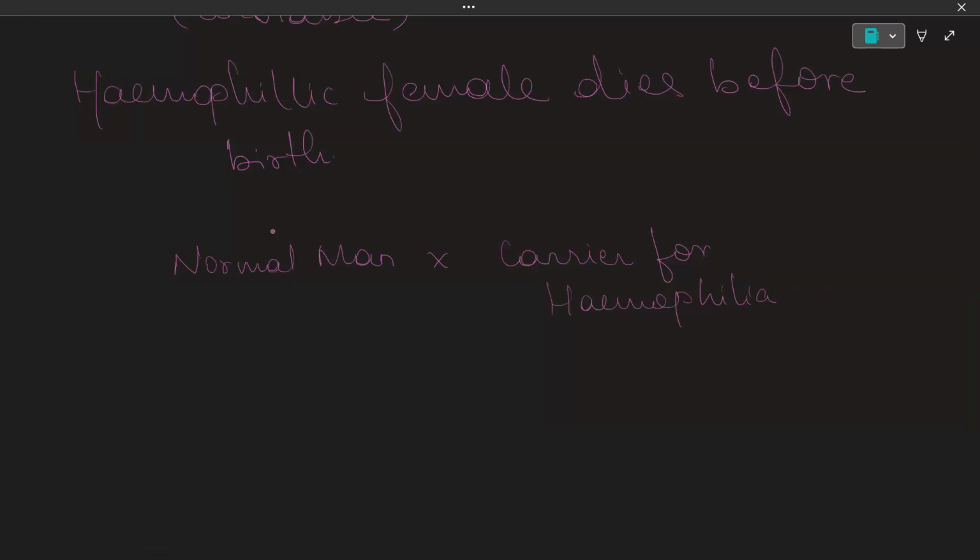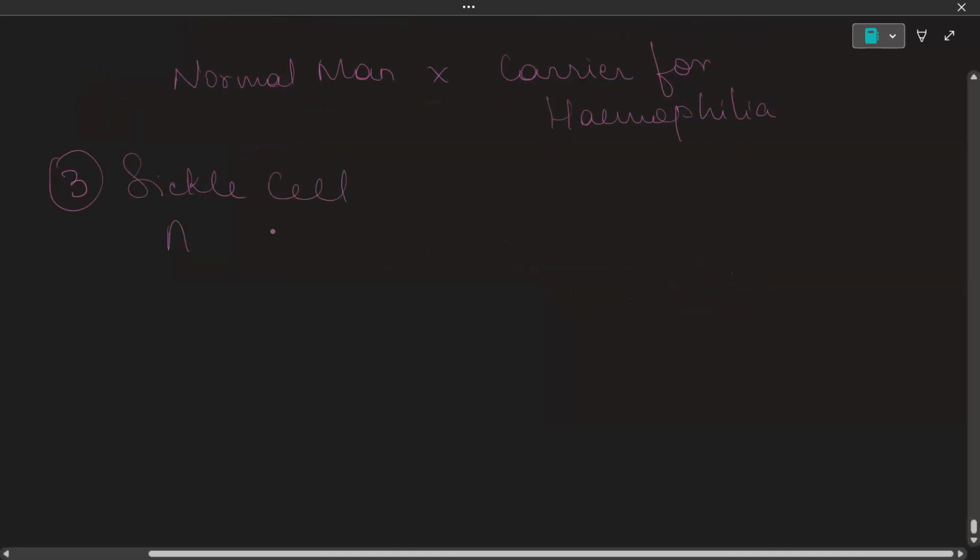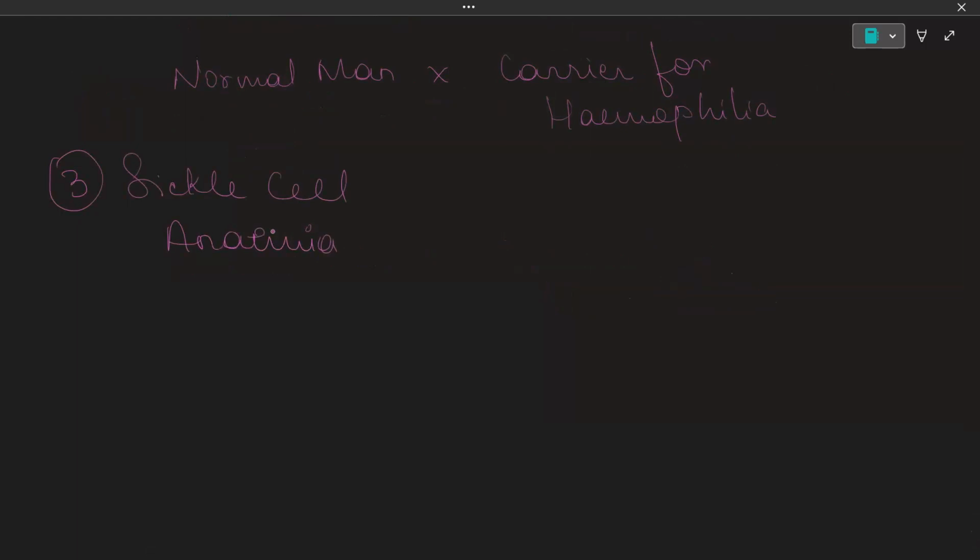Now let us move on to the next disease, that is sickle cell anemia, the third one. All of these diseases are very unique, to be very honest. Now, let us see what sickle cell anemia is. Sickle cell anemia is an autosomal recessive disorder.